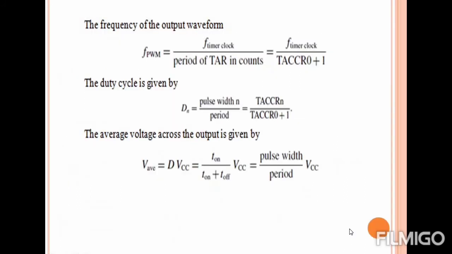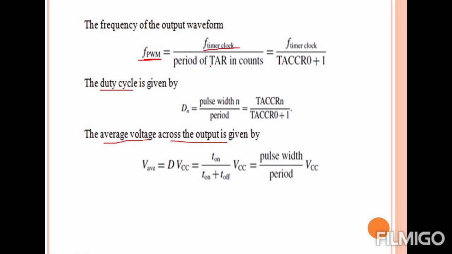See here. These formulas indicate how to calculate the frequency of the output waveform, how to calculate the duty cycle of the waveform, and how to calculate the average voltage across the output. What is your output waveform here? PWM waveform. Therefore, the frequency of the pulse width modulated signal you are getting is equal to F timer clock by the period of TAR in counts.